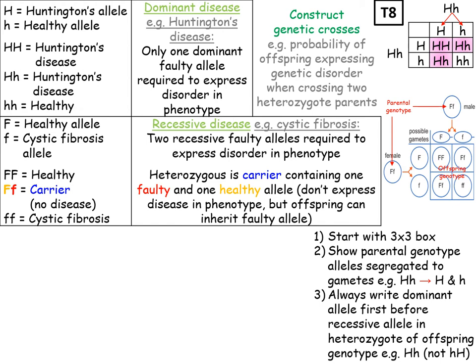If you look at the results of the dominant disease and the recessive disease Punnett squares, you can see the percentage probability of offspring expressing genetic disorders are different. In Huntington's disease it is 75% when you're crossing two heterozygous parents. It's a dominant disease, so you only need one of the dominant alleles to be expressed to have the disorder. However, in cystic fibrosis, because it's a recessive disease, you need two copies of the faulty recessive alleles to express the disorder in the phenotype. So if we've got two heterozygous parents being crossed in the Punnett square, the probability is only 1 in 4, which is 25%.